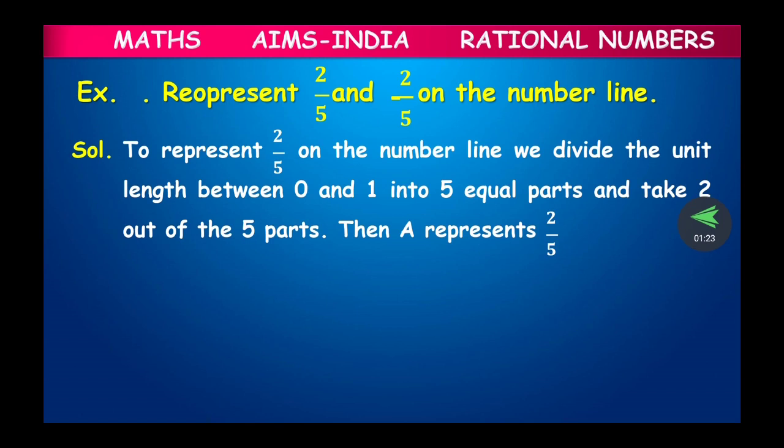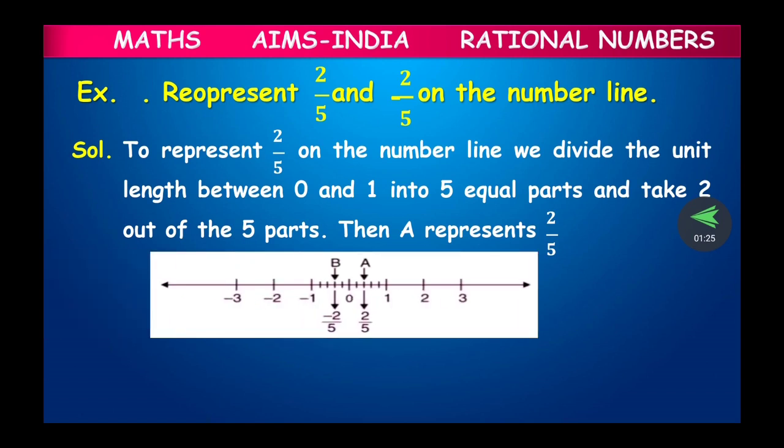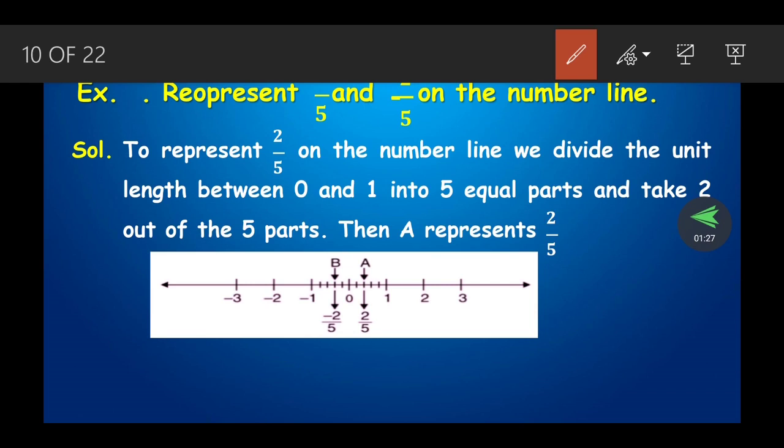Okay, now how to represent on number line? Let's see. So what we have to do? First we have to write a number line with 0, 1, 2, 3. Here also minus 1, minus 2, minus 3. With that we have to draw a number line.